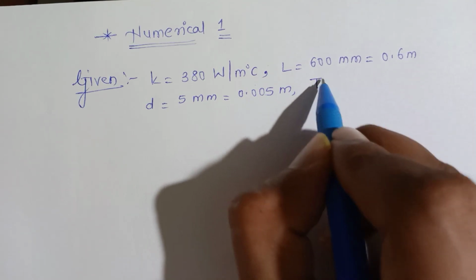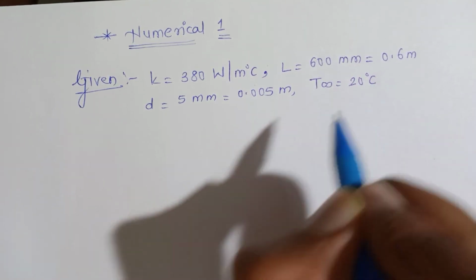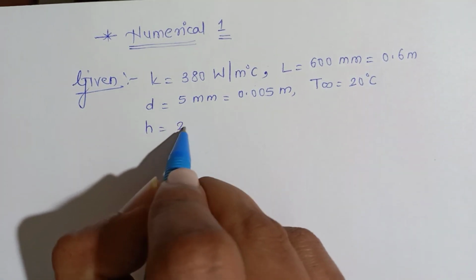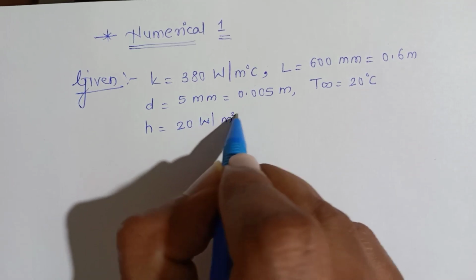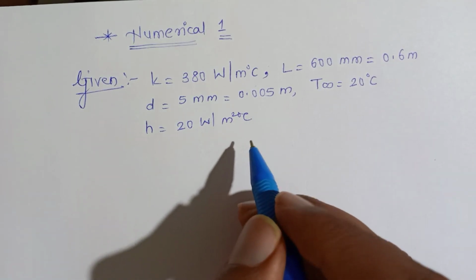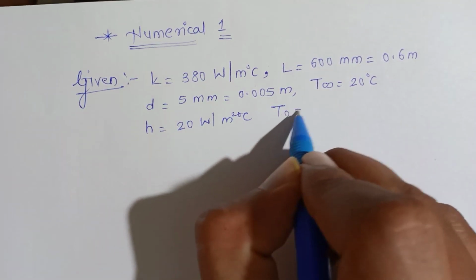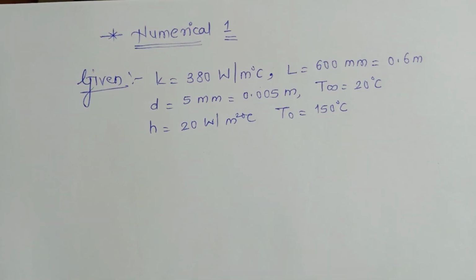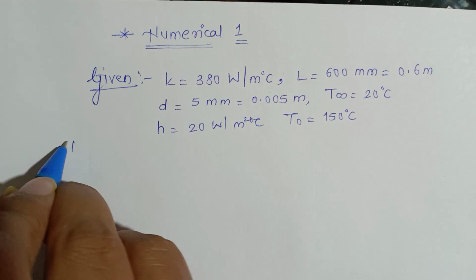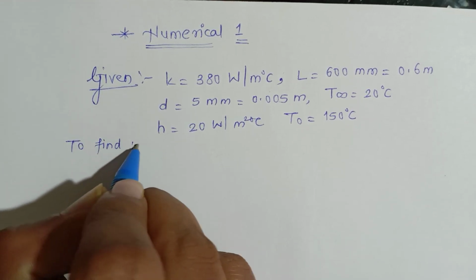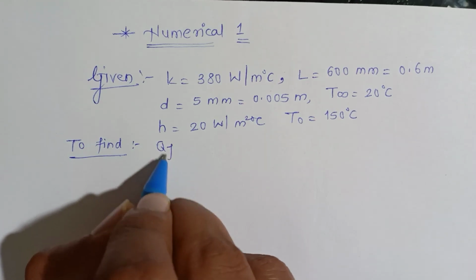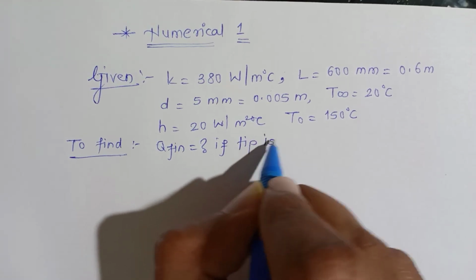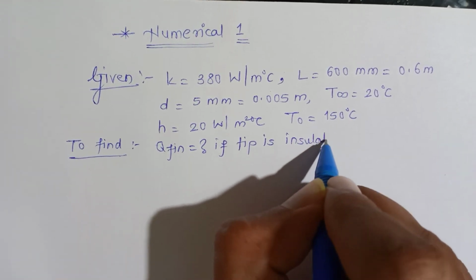Afterwards, air temperature, that means T infinity, is equal to 20 degree Celsius. Then there is heat transfer coefficient h, which is equal to 20 watt per meter square degree Celsius or per meter square Kelvin. The base surface temperature is T0 and it is equal to 150 degree Celsius. So all these are given things. So we need to find out how much is Q fin if tip is insulated. Writing this physical condition is important.